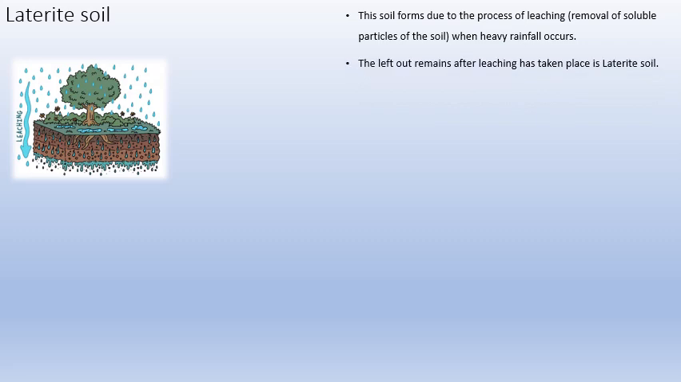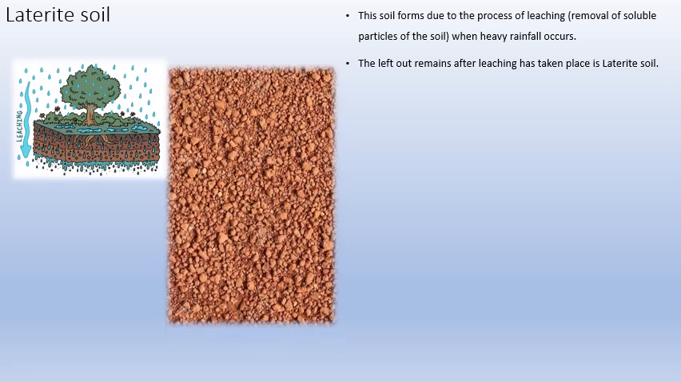No, it is not transported soil because the soil is not about the matter which is leached. Laterite soil is not about the matter which is leached or removed. Laterite soil is the remaining or left out matter after leaching has taken place. So just like weathering, after leaching has taken place, the soil is what is remaining. So after there is heavy rain, a lot of soluble matter is taken away. What is remaining is called laterite soil.